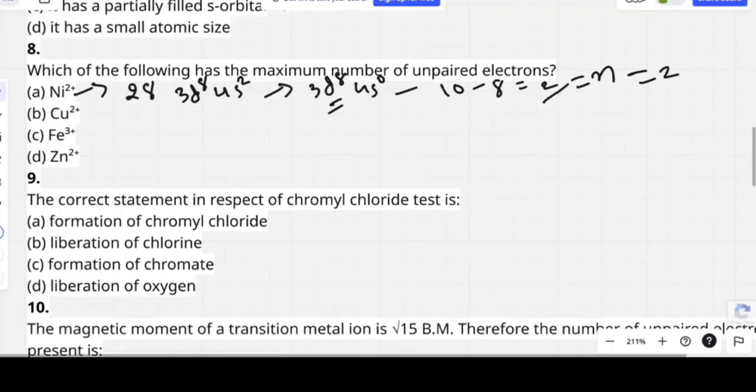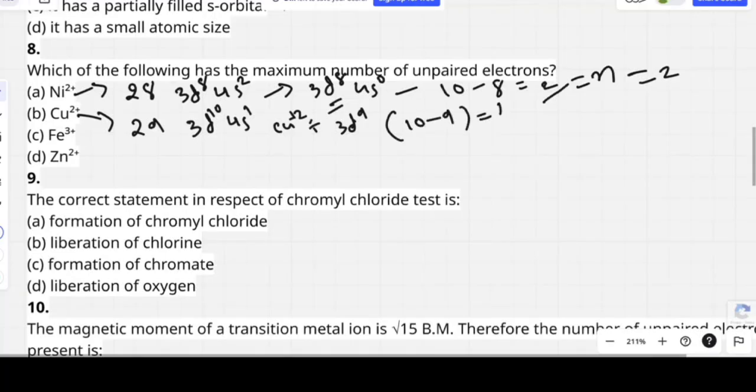Then I move to copper 2 plus. The atomic number of copper is 29. So it has electronic configuration 3d10 4s1. In Cu plus 2, it has the configuration 3d9. 3d9 means 10 minus 9, so it contains only 1 unpaired electron. So nickel has 2, and copper plus 2 has only 1.